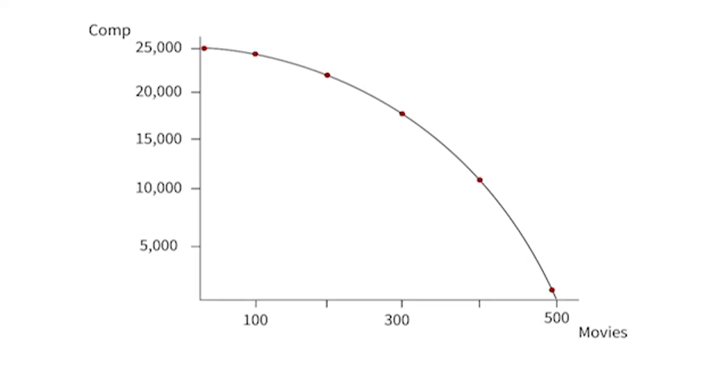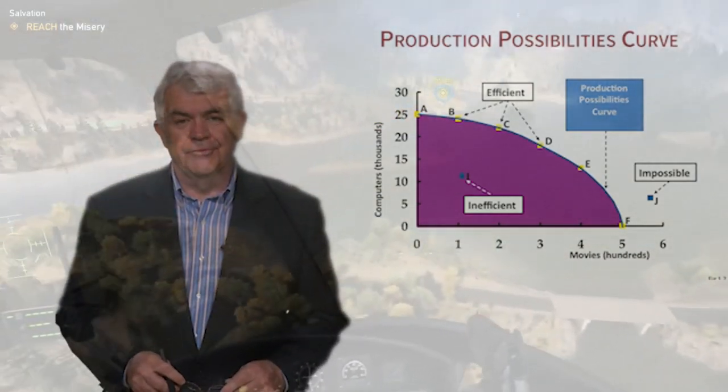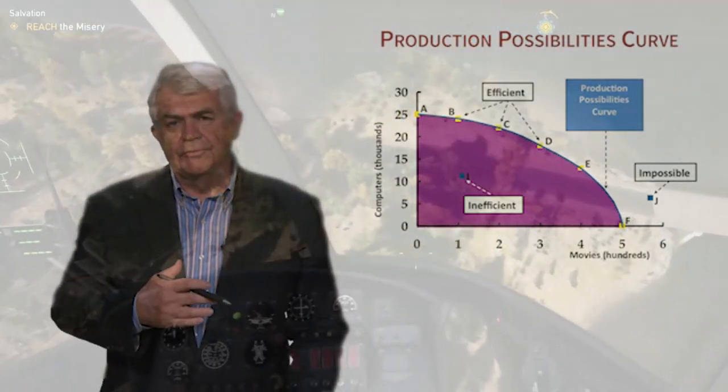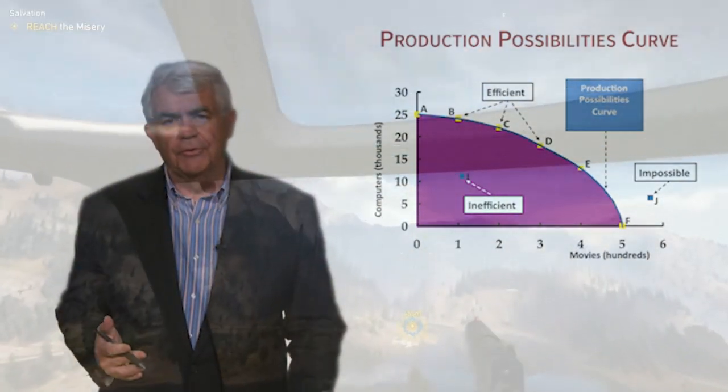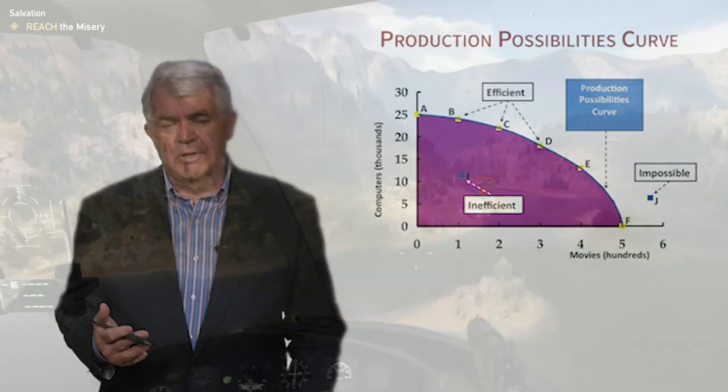So you'll see the computers are on the vertical axis and the movies are on the horizontal axis, and the points are there plotted with A, B, C, et cetera, and you can now see the curvature of this production possibilities. Now once you draw it, you have a new name. It's called production possibilities curve. And the production possibilities curve is just a description in graphical form of that numerical table. It's the same thing, nothing new, just the same kind of thing in graphical form.